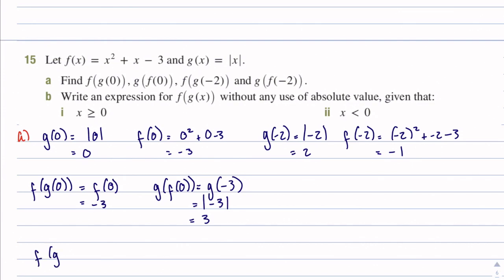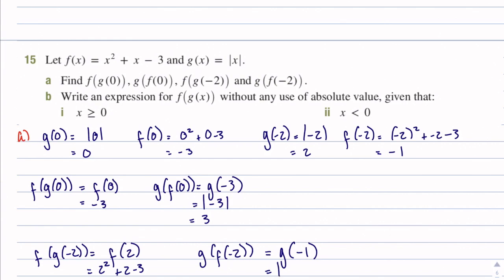f of g of negative 2 is the same as f of 2, which gives me 2 squared plus 2 take 3, which gives me 3. And finally, g of f of negative 2 equals g of, well, f of negative 2 was negative 1. So I've got the absolute value of negative 1, which is 1.